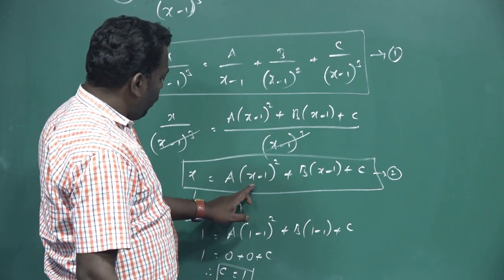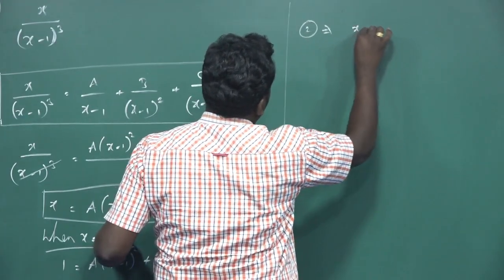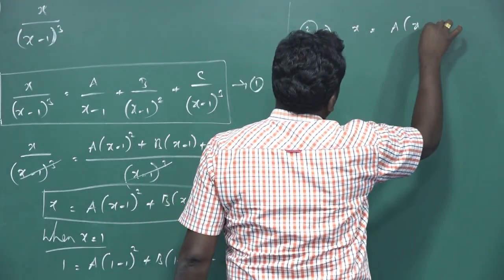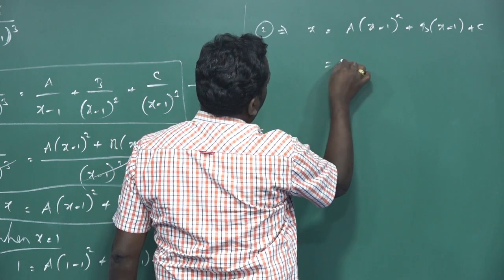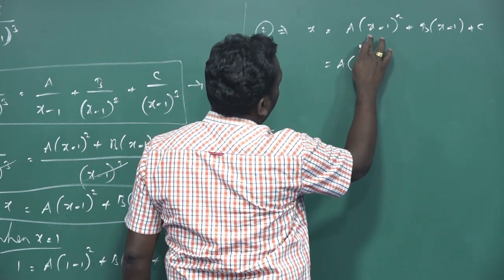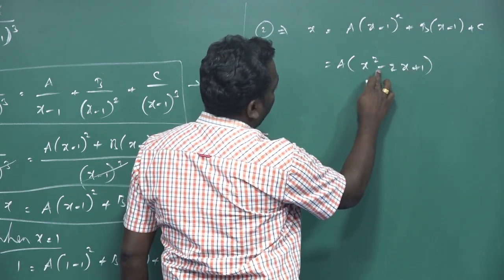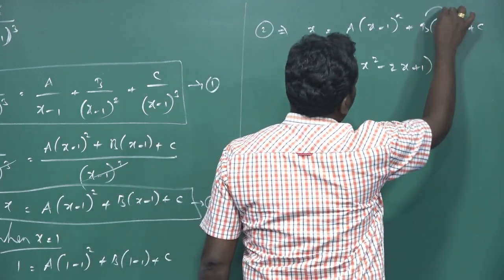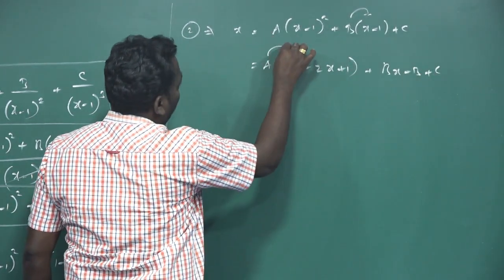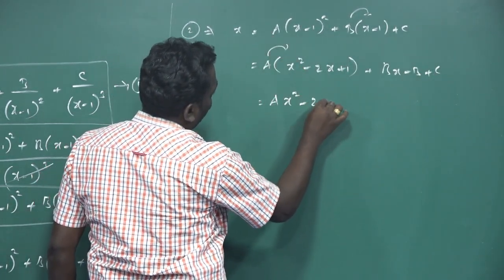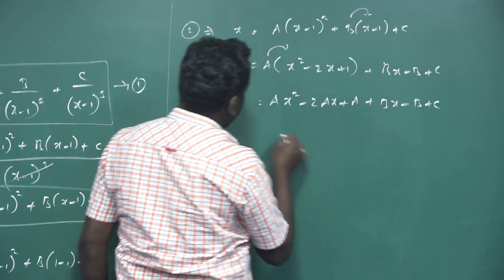Now next we have to expand this step. Therefore second equation, left hand side x is equal to a into x minus 1 whole square plus b into x minus 1 plus c. Now expand using a minus b whole square formula, a equal to x, b equal to 1. Therefore x square minus 2x plus 1, that is a square minus 2ab plus b square, plus, just multiply the b into the bracket, bx minus b plus c. Now multiply a into the bracket: a into x square minus 2ax plus a plus bx minus b plus c, that is equal to x.